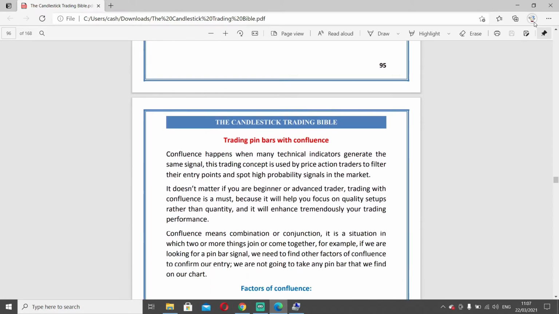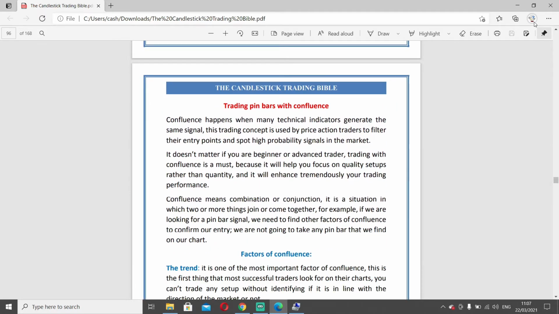So, trading pin bars with confluence. Confluences happen when many technical indicators generate the same signal. This trading concept is used by price action traders, us, me, to filter their entry options and spot high probability signals in the market. It doesn't matter if you're a beginner or advanced trader, trading with confluence is a must because it will help you focus on quality setups rather than quantity, and will enhance tremendously your trading performance.